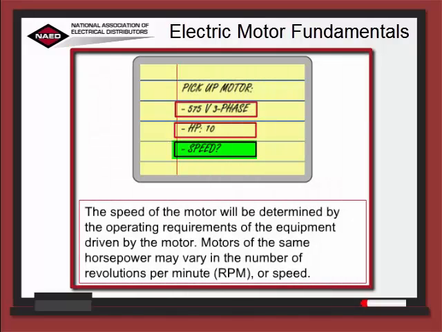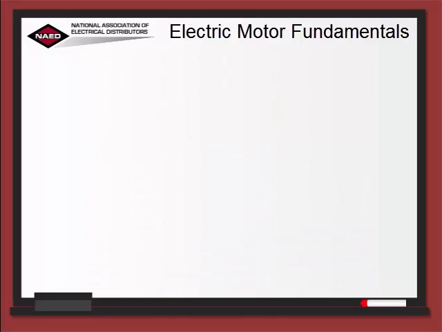The speed of the motor must also be known. The speed of the motor will depend on the operating requirements of the equipment to be driven by the motor. You may need to ask your customer what the motor will be used for to help determine the speed requirements. Motors of the same horsepower may vary in the number of revolutions per minute, RPM, or speed. Some motors are also capable of more than one speed.